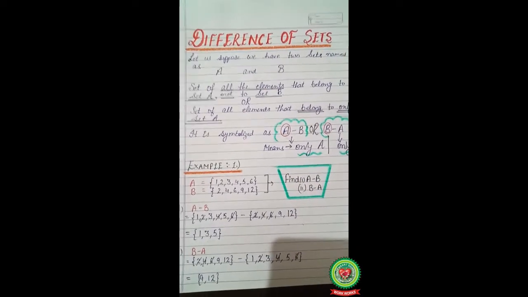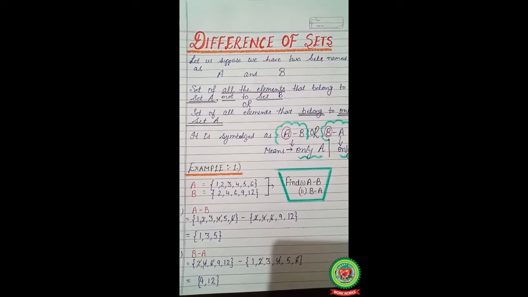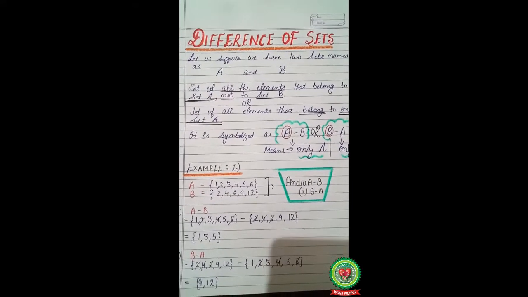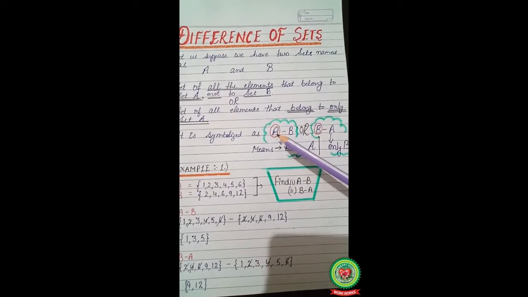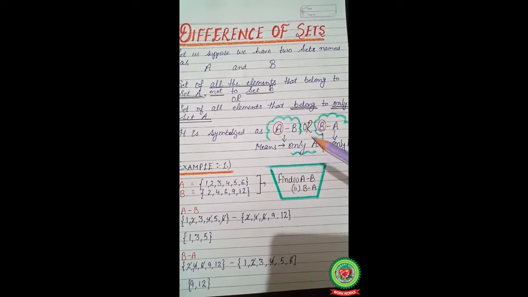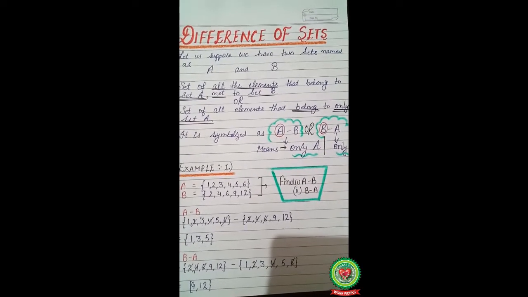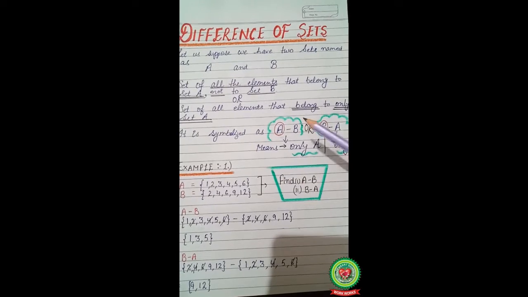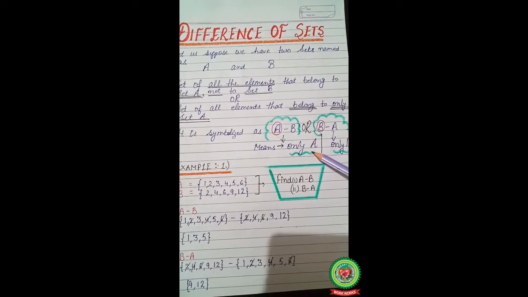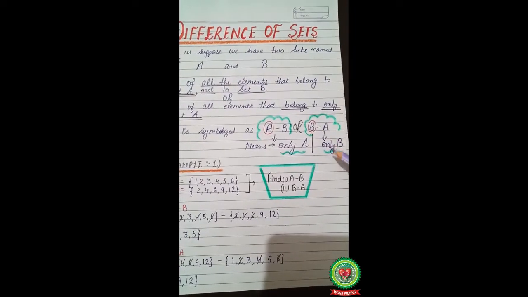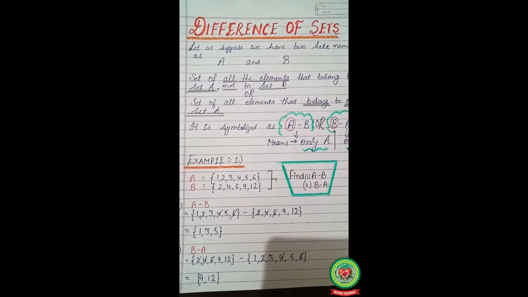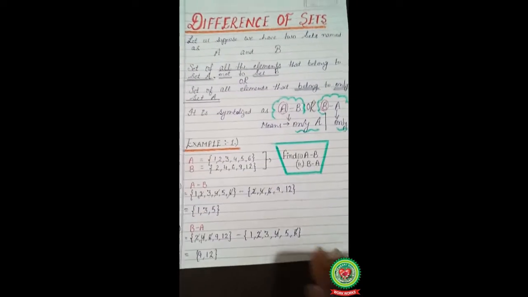You can see that I have underlined "only set A." Is that clear? Next, how can we write this? The question is how we can write the difference of sets. It can be symbolized as A minus B or B minus A. What does it mean? Because we are finding the difference of two sets, A minus B means only A set, and similarly B minus A means only B set. Clear? Now we will take an easy example to understand this in a better way.